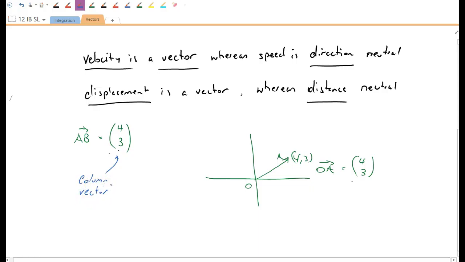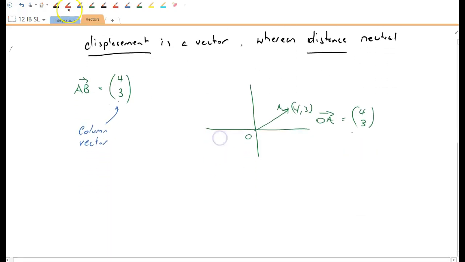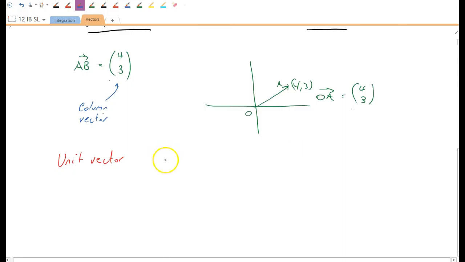Okay, there's this concept of a unit vector. I'll just show you what the unit vector is. It's 1 unit long, and it's in the horizontal direction.